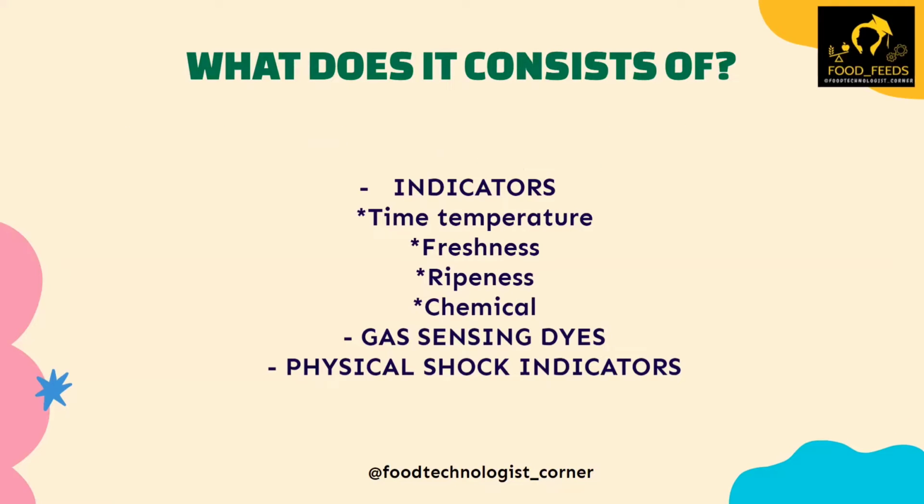All these intelligent or smart packaging systems include indicators: time and temperature, freshness of a product, ripeness in the case of fruits and vegetables, and chemical reactions, where if a particular substance increases or decreases, we come to know about spoilage. It might act as a spoilage indicator. And there are also gas sensing dyes, because you know that whenever respiration is going on in harvested food products, the gaseous composition will change. These gas sensing dyes help us see the stage of the maturity level or the ripeness level. So these are used.